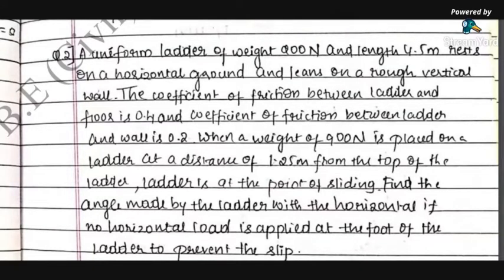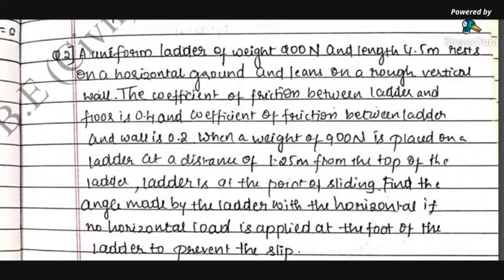A weight of 900 newtons, this is the external load, is placed on the ladder at a distance of 1.25 meters from the top of the ladder. 1.25 again is the inclined distance from the top of the ladder. The ladder is at a point of sliding. The ladder is about to slide.